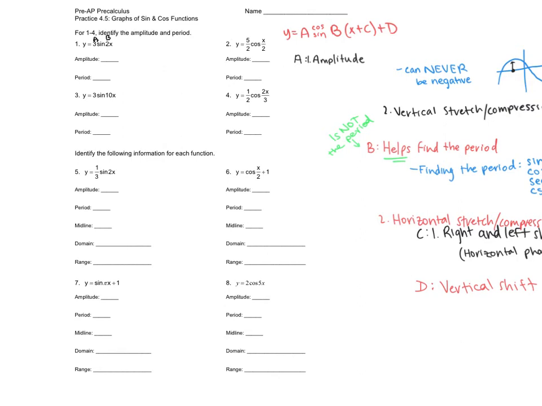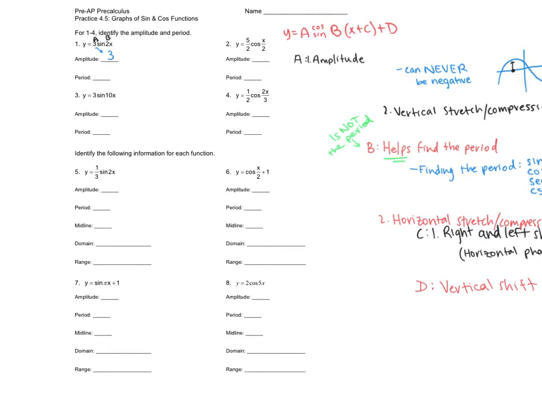So what is the amplitude? Remember, the a value directly determines the amplitude. No tricky stuff here. And remember, the amplitude can never be negative. So the a value is directly the amplitude, so we can go ahead and fill it out as 3. So it just goes right there.